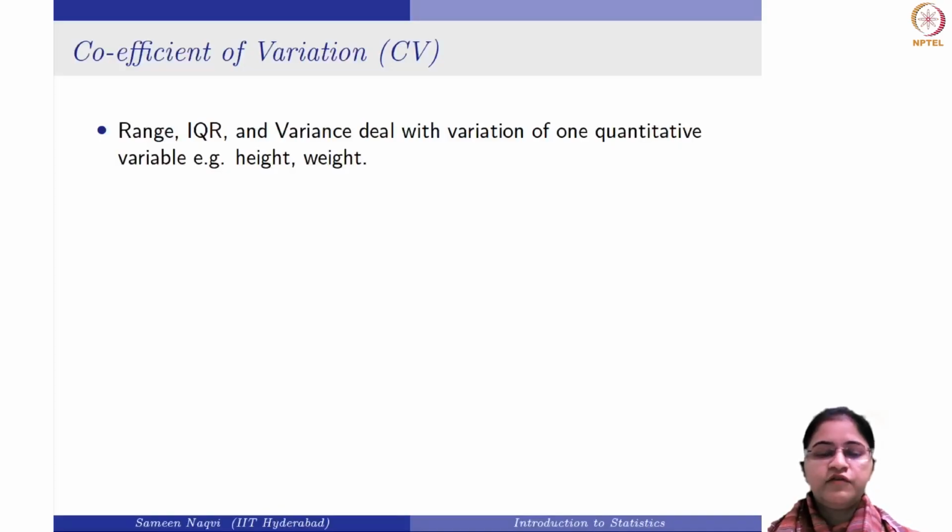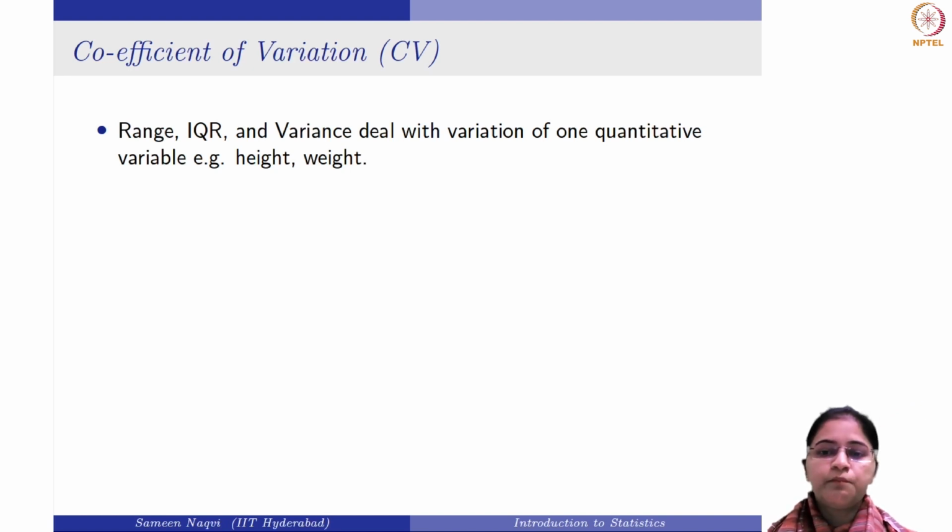So far we have seen different measures of dispersion, which were range, IQR, and variance. Now, these measures are good to deal with one quantitative variable. Suppose you have height of a group of individuals, then you can find the variance, or you can use IQR as per your problem.